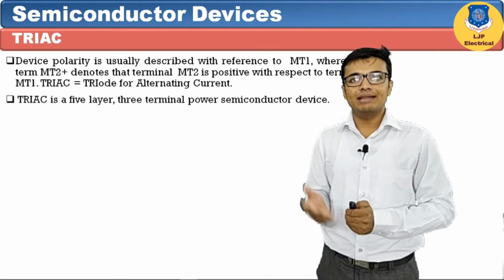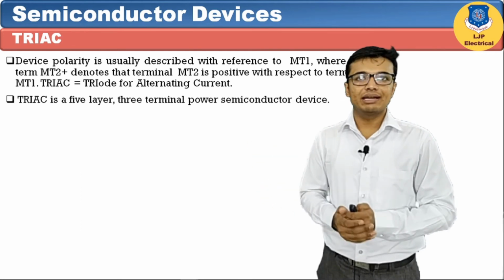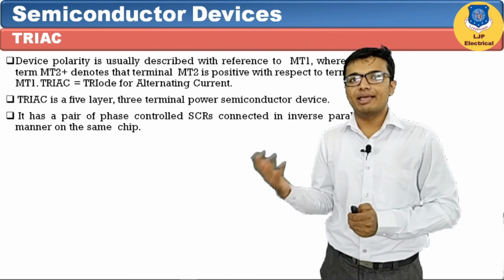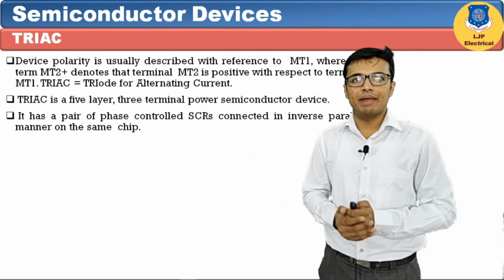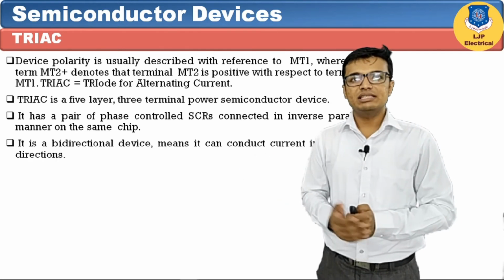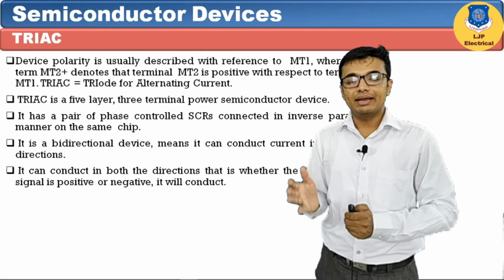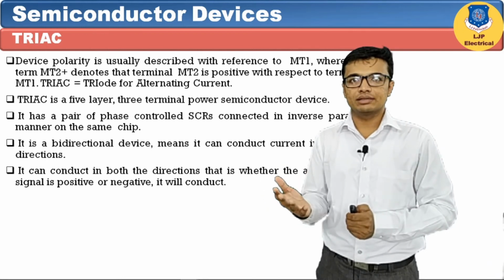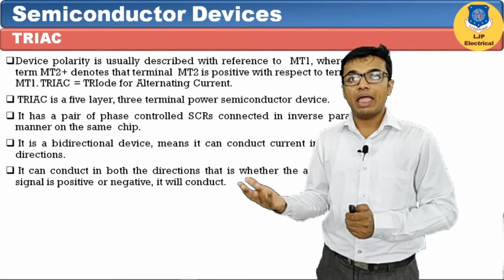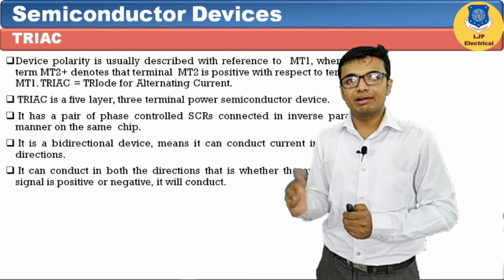Triac is a 5-layer, 3-terminal power semiconductor device. It has a pair of phase control SCRs connected in inverse parallel manner on the same chip. It is a bidirectional device, which means it can conduct current in both directions. Whether we supply a positive or negative gate signal, it will conduct.